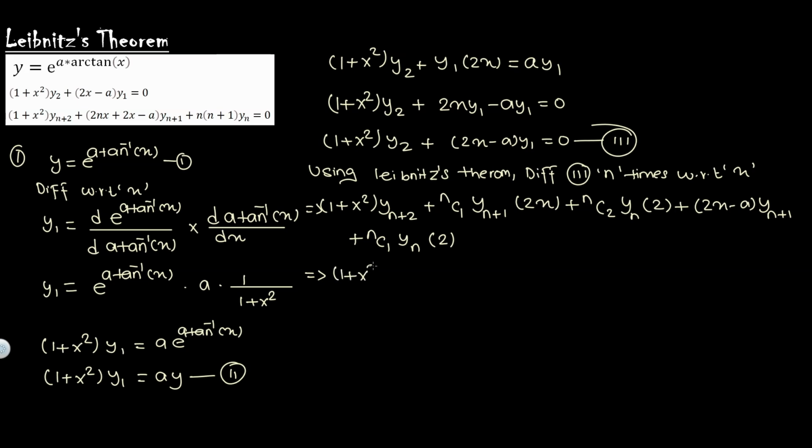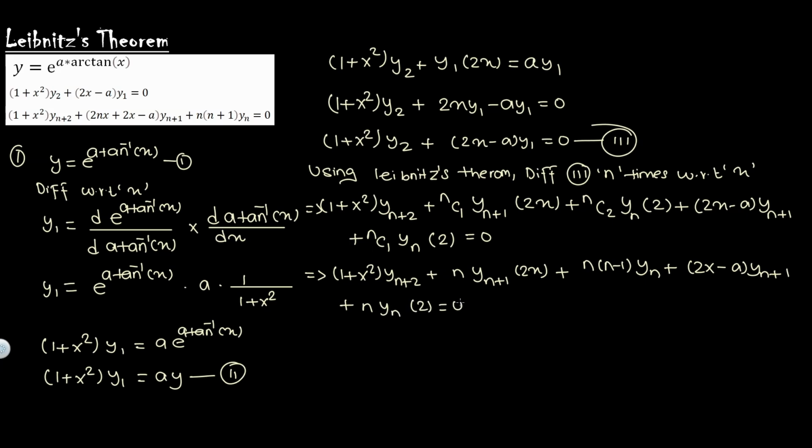We have 1 plus x square yn plus 2, plus nc1 is just n, yn plus 1 and 2x, plus nc2 is n times n minus 1 by 2, but this 2 and this 2 will cancel, so we can just write n times n minus 1 yn, plus 2x minus a yn plus 1, plus nc1 is n, we have yn and 2, equals 0.